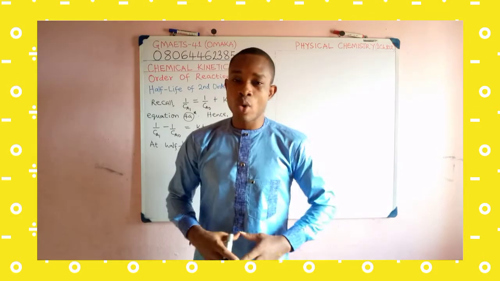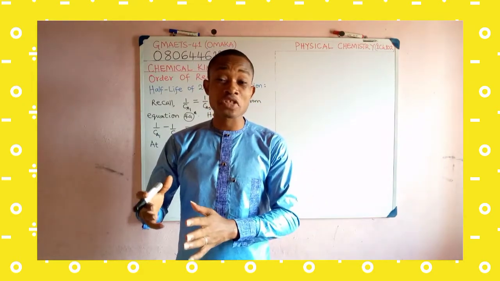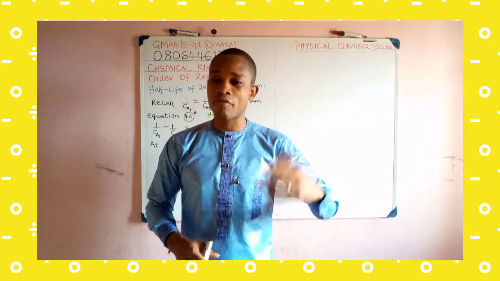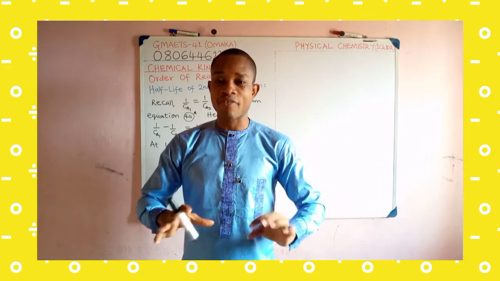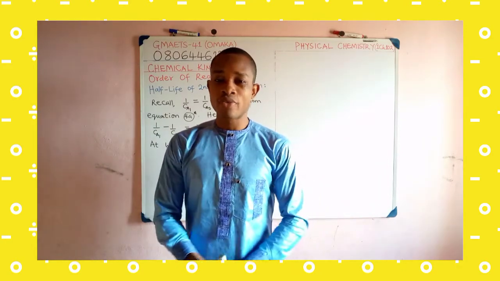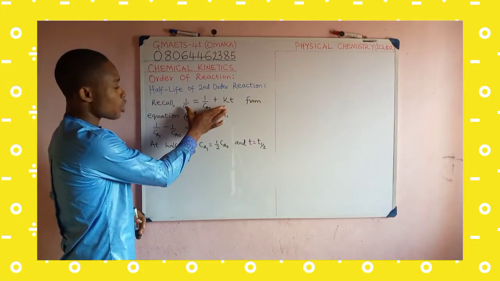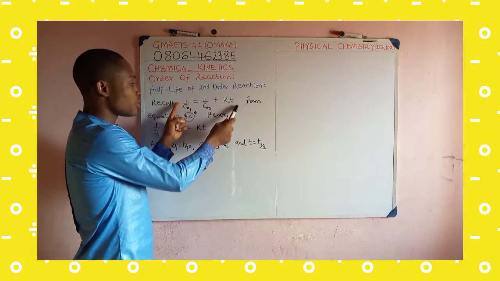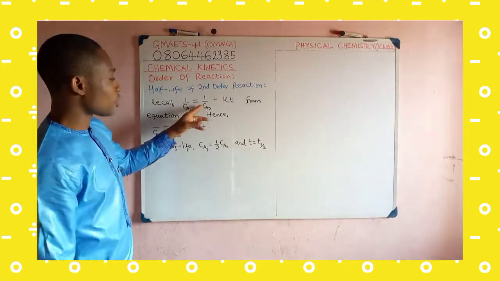In this video, we want to find out the time during which the final concentration for a second order reaction will become half of the initial concentration. So we want to derive the half-life for second order rate of reaction. Now on the board, we already have derived this equation for calculating the final concentration for a given second order reaction. Is that okay? So we're going to walk through from here.